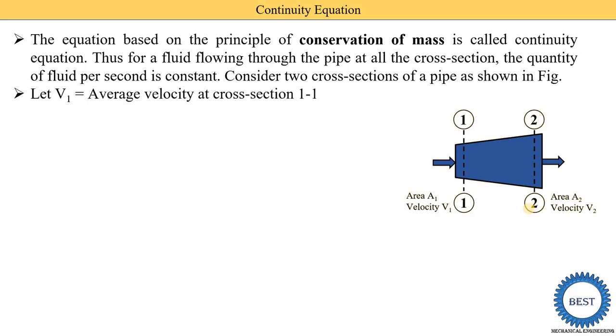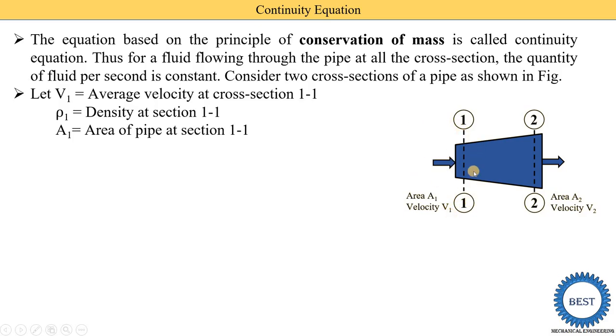Let us consider V1. V1 is the average velocity at cross section 1, meaning the velocity of the fluid at the inlet. Rho1 is the density at section 1 and A1 is the area of the pipe at section 1. Similarly, at section 2, V2, Rho2, A2 are the corresponding values, meaning V2 is the average velocity at section 2, at the outlet. Rho2 is the density at section 2, and A2 is the area of the pipe at section 2.